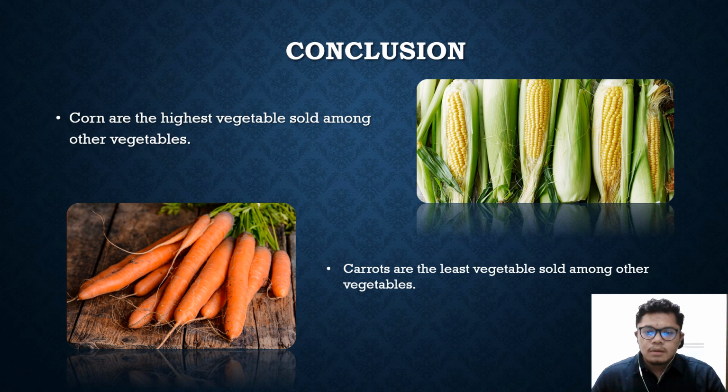In addition, the least amount of vegetables sold on day 1 was romaine lettuce. After that, carrot was the lowest amount of vegetables sold on day 2 and day 3 at Frank's farm stand. This brings me to the end of my presentation.